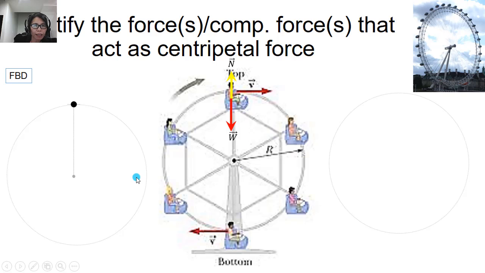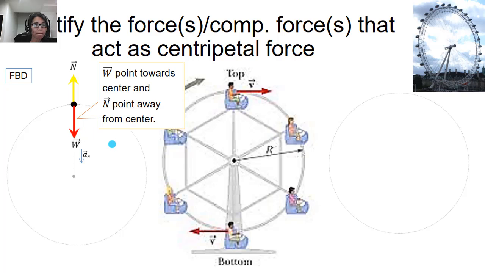So from the free body diagram we draw, we can see very obviously our weight is pointing towards the center, so we treat weight as positive. Our normal is pointing away from the center, out of the circle, so we treat N as negative. So the summation of forces is the net force, our centripetal force. So we are going to have weight minus N equal to mv squared over r.